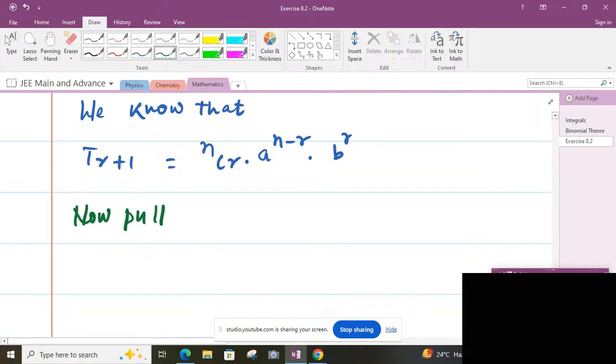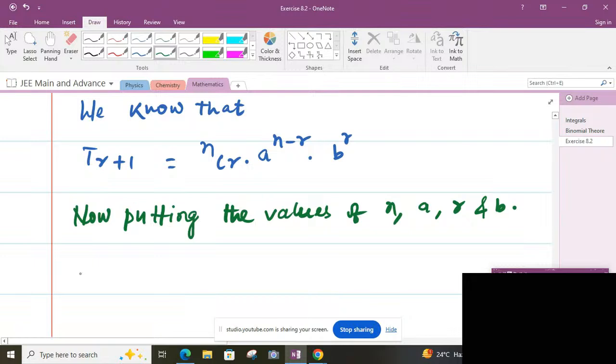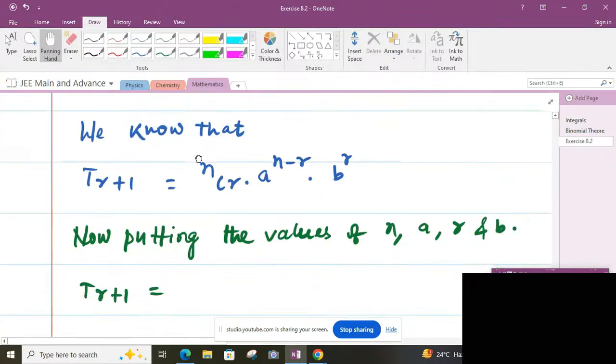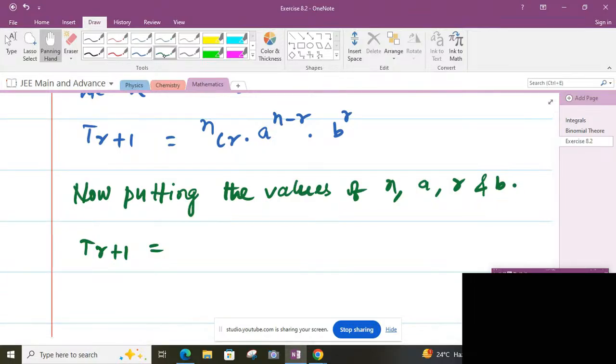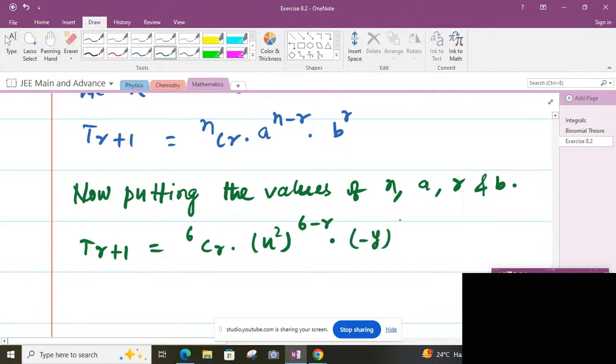Now putting the values of n, a, and b. So here T r plus 1 equal to, the value of n is 6, so 6 C r, the value of a is x square to the power 6 minus r, into the value of b is minus y to the power r.